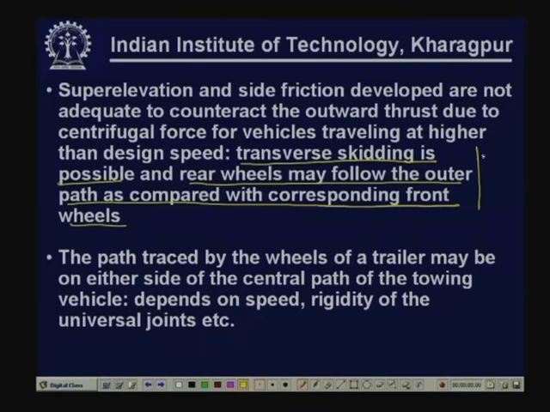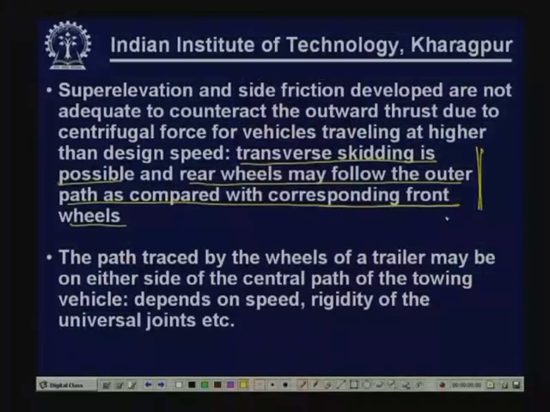So, if the vehicle is travelling at a speed higher than the design speed, we do not expect rear wheels to follow the inner path as compared with corresponding front wheels. Rather, in this case, the rear wheels may follow the outer path. That means, whether the rear wheels follow the inner path or the outer path, one thing is very clear: when a vehicle negotiates a horizontal curve, rear and front wheels do not follow the same track. That means off tracking of vehicles will occur.